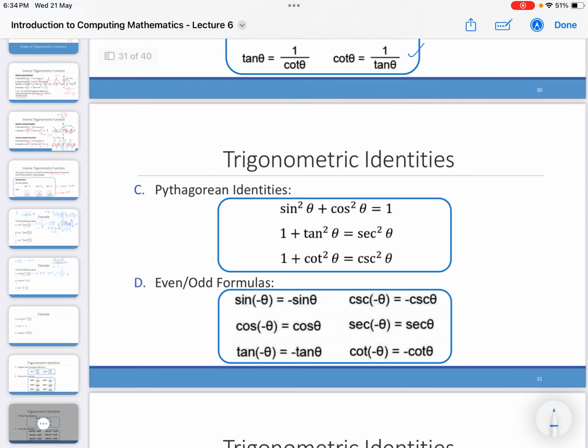The next one is the Pythagorean identities. For Pythagorean identities, we have these 3. But actually you only have to memorize this one: sin squared theta plus cos squared theta equals 1. From this, we can derive the other 2. Here is how to derive them.